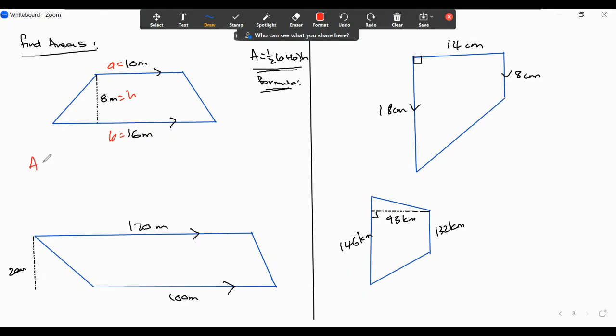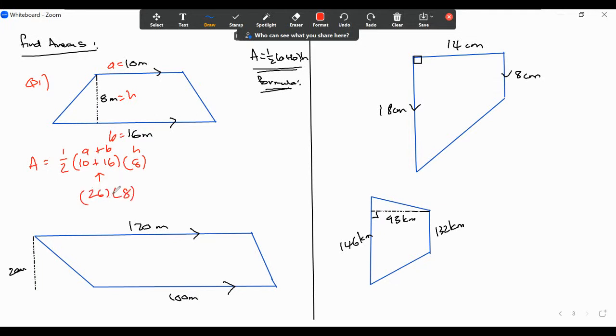So if I want to find the area for this first question, I'm going to take a half multiplied by the sum of the parallel sides, which is 10 plus 16, multiplied by the height, which is 8. So that's half A plus B times H. Now that's going to be 26.